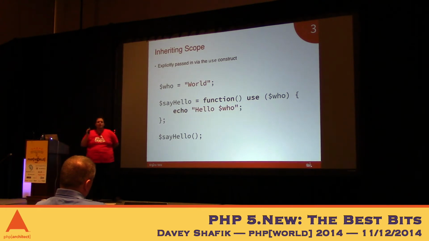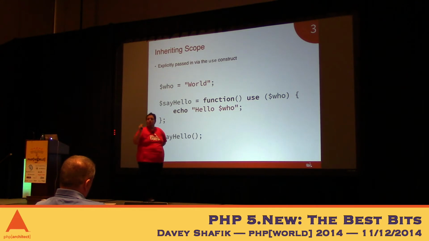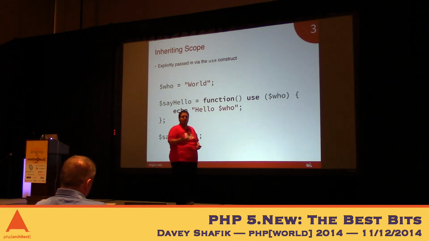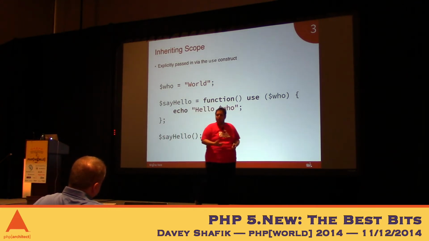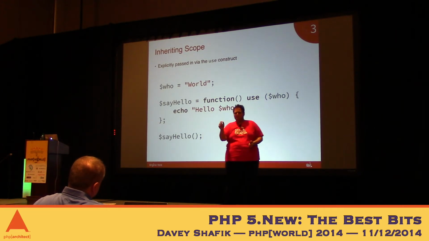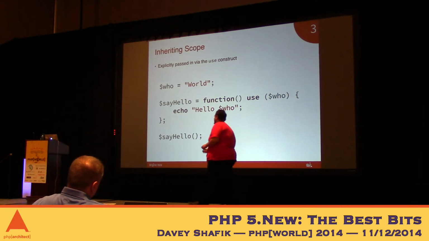What they did is they made it possible now in 5.4 to get to $this, and it's early binding. So basically wherever the function is defined is where $this comes from, but you can change it. And that's where they broke the object model.